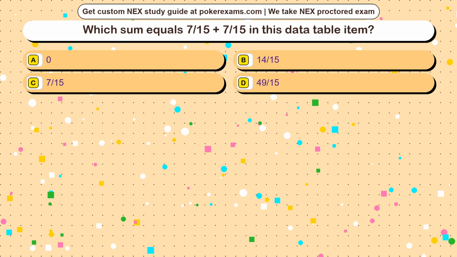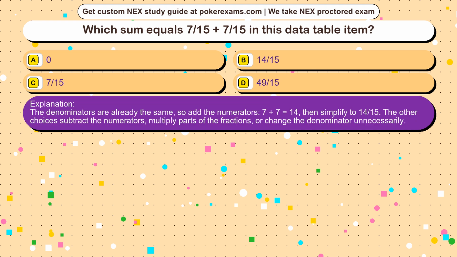The correct answer is option B. The denominators are already the same, so add the numerators. 7 plus 7 equals 14, then simplify to 14/15. The other choices subtract the numerators, multiply parts of the fractions, or change the denominator unnecessarily.